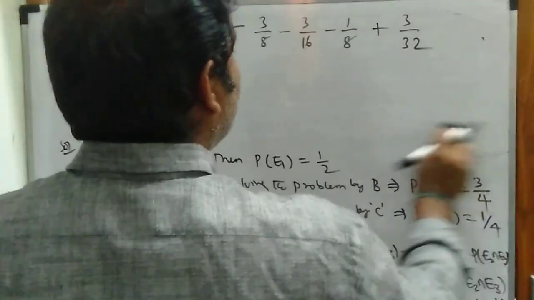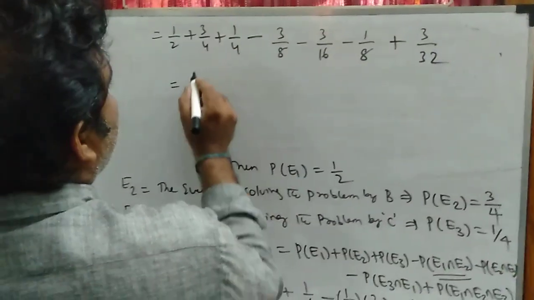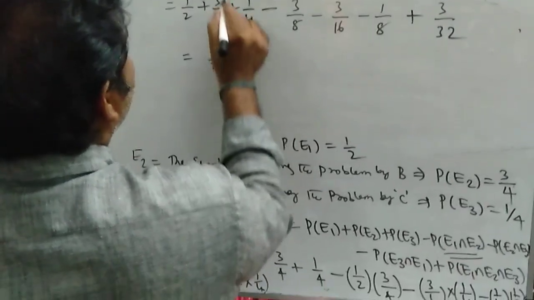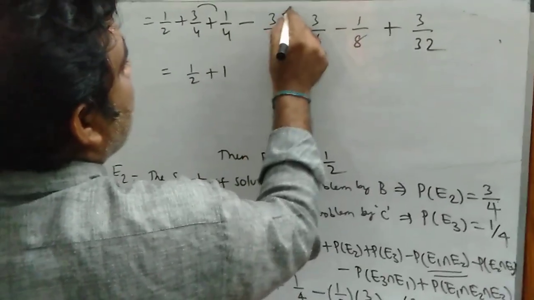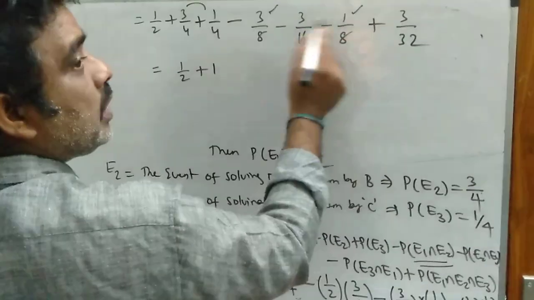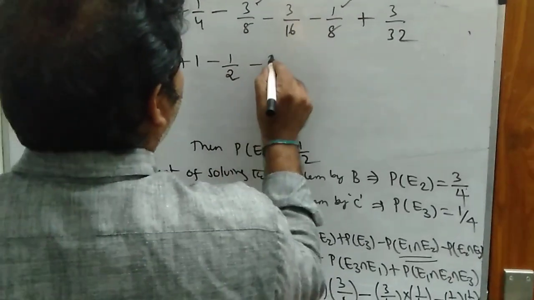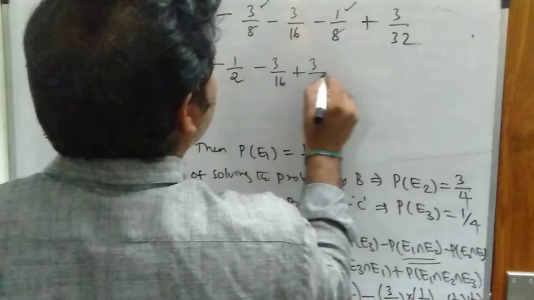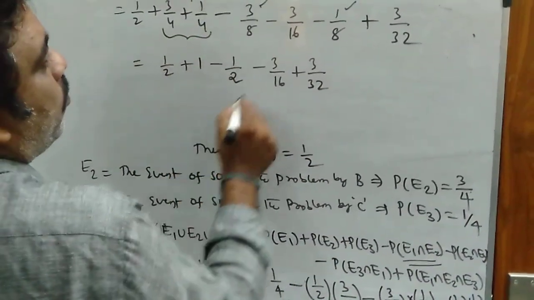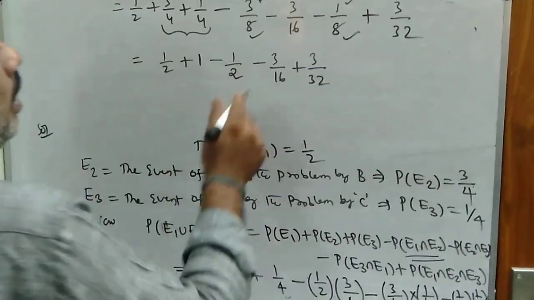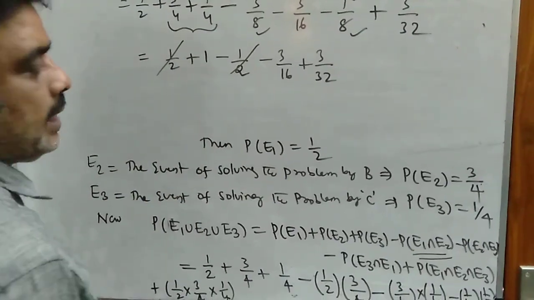So then this is equal to, what we can write: 1 by 2, 3 by 4 plus 1 by 4, 4 by 4 that is 1, minus 3 by 8 minus 1 by 8, minus 4 by 8 that is minus 1 by 2, minus 3 by 16 plus 3 by 32. So I am grouping based on the denominators: 4 and 4, 8 and 8, and 16, 32, 2. So 1 by 2 also gets cancelled.